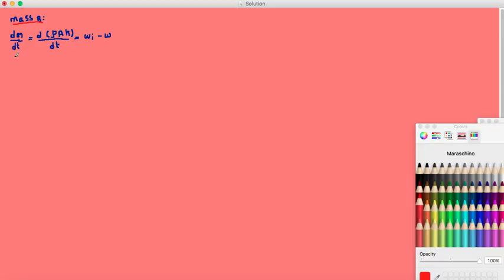Knowing that rho A is constant, we can simplify the equation and write it as dH/dt equal to 1 divided by rho A, multiplied by omega I minus omega. Let's call this equation number 1 because we need it later.